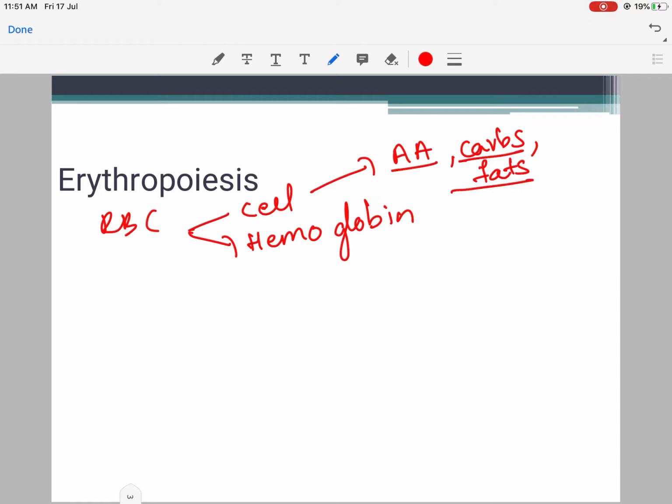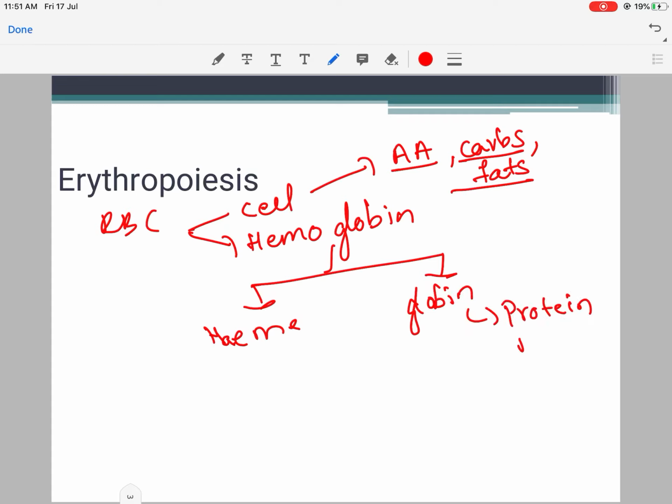Now to produce hemoglobin, we require two parts. Hemoglobin has two parts, one is heme, the second part is globin. Now globin, as we all know, is protein. So to produce globin, we require amino acid. Now heme has a protoporphyrin 9 ring along with iron. So basically what we require for heme is also amino acid, carbs, along with that is iron. Now iron is very important for erythropoiesis because iron is the important component which binds the oxygen in the hemoglobin.